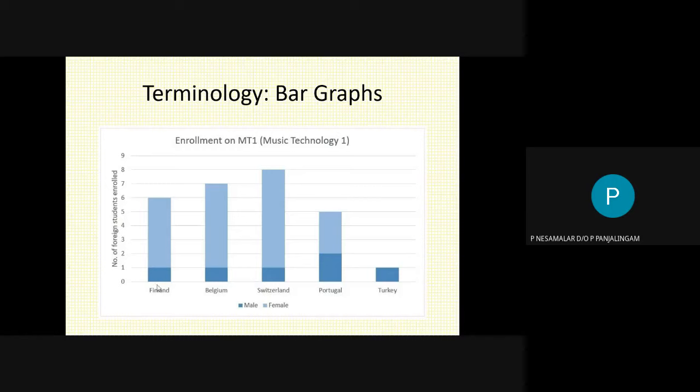Now, how many males are from Finland? Only one. How many females? Is the number of females 6 females? No. In this bar chart, you need to subtract the number of males. Here, one male. So only 5 female learners are from Finland. So you need to be careful about these things before you start writing.